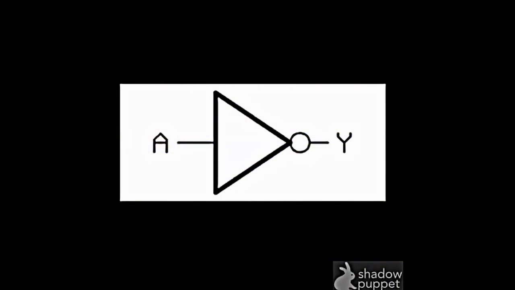Common mistakes of a NOT gate. Common mistakes of a NOT gate are not drawing the circle at the end when you're drawing it in a circuit. This turns it into something else.